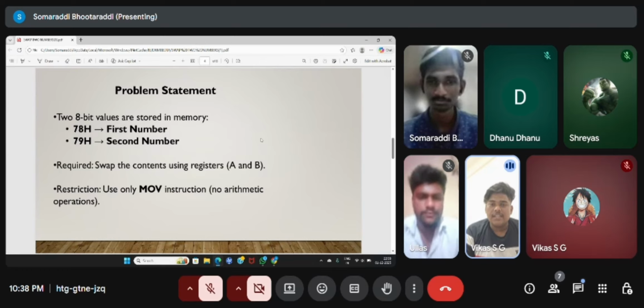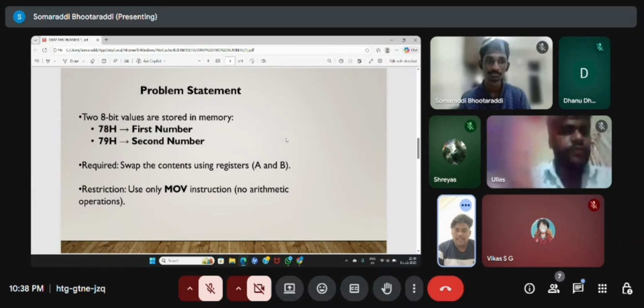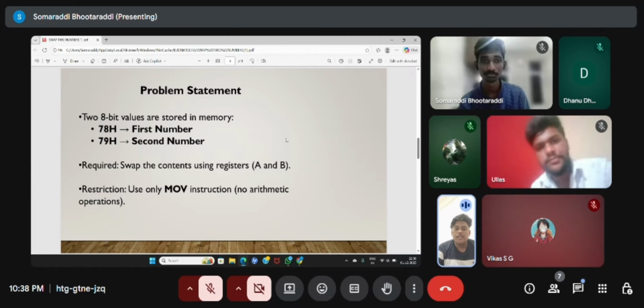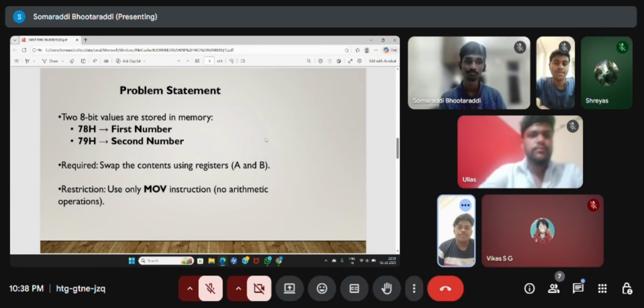The important instruction is that we are allowed to use only the move instruction. That means no arithmetic, no logical operation, and no temporary memory location. We must perform the entire swap using data transfer instructions. So overall, the task is to swap the two memory values in the simplest possible way using only move.